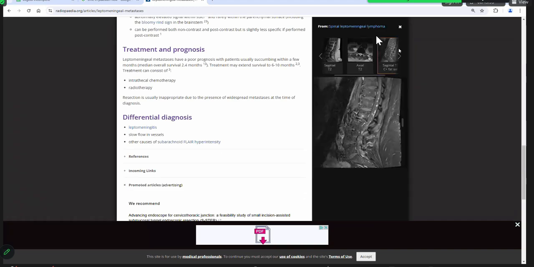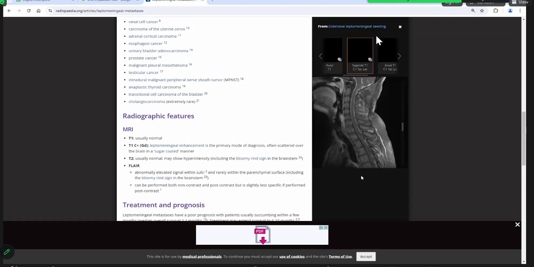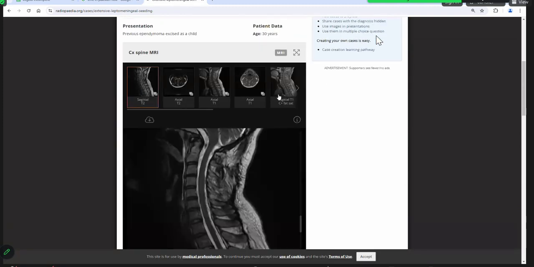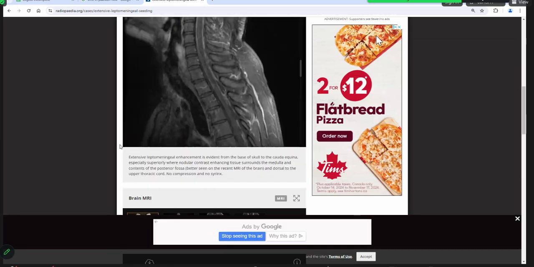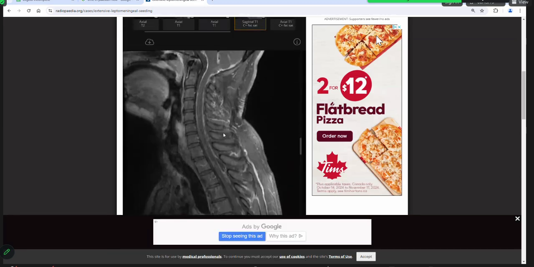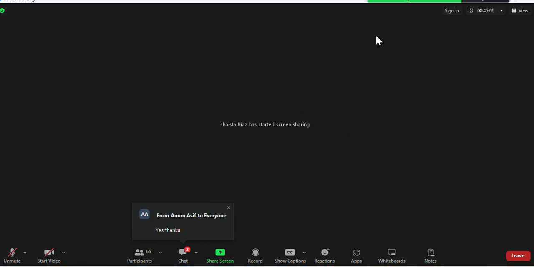So even this is with nodules. So I wanted to see one in which there wasn't. Let's see, what is this? Okay, let's see this one. So this is, they say, extensive leptomeningeal seeding, and then you can see here that it is more of a meningeal thickening, and even you see it in the brain. So this is meningeal carcinomatosis. I hope I've answered the question. If there's anything still left, please let me know, and I can clarify the question again.